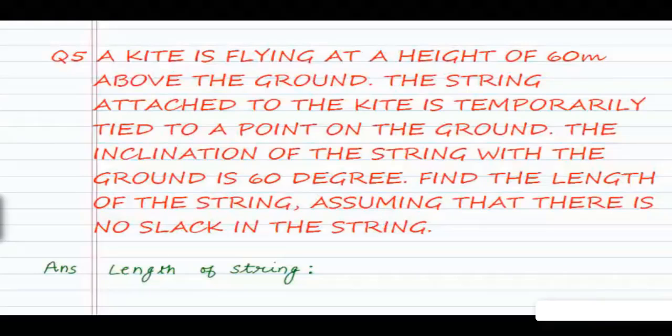Question number 5 is: a kite is flying at a height of 60 meters above the ground. The string attached to the kite is temporarily tied to a point on the ground. The inclination of the string with the ground is 60 degrees. Find the length of the string, assuming that there is no slack in the string. So in this question we have to find the length of the string.